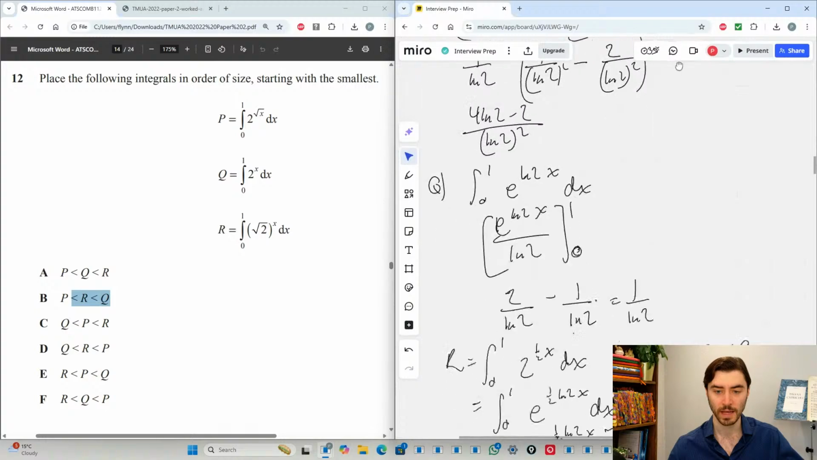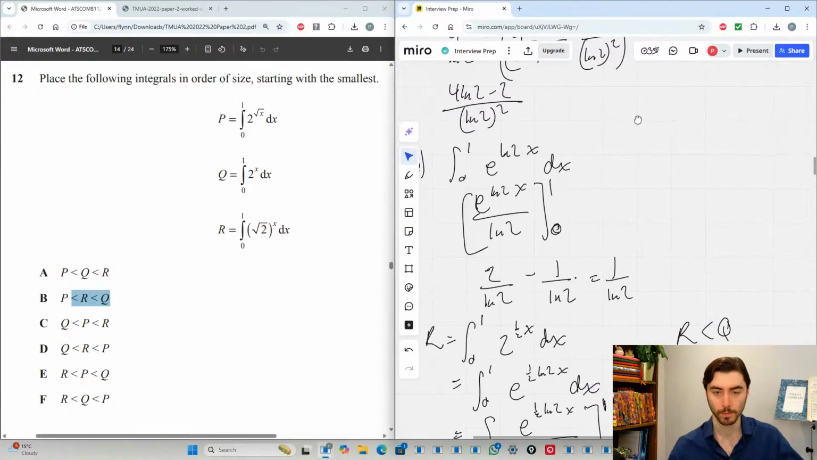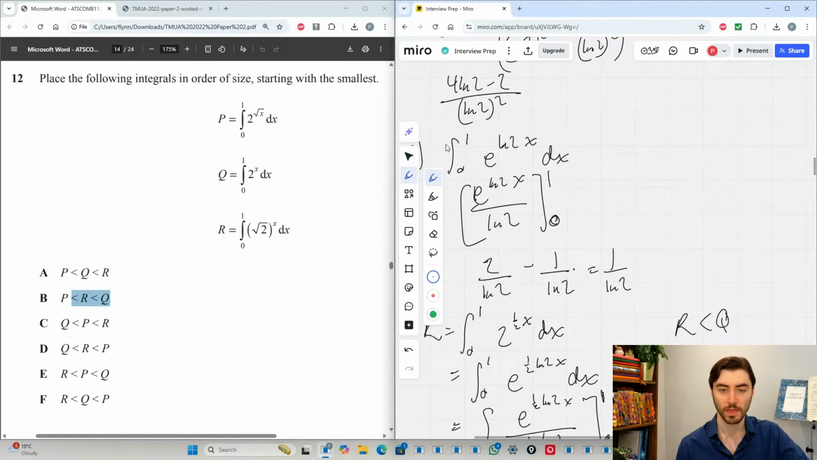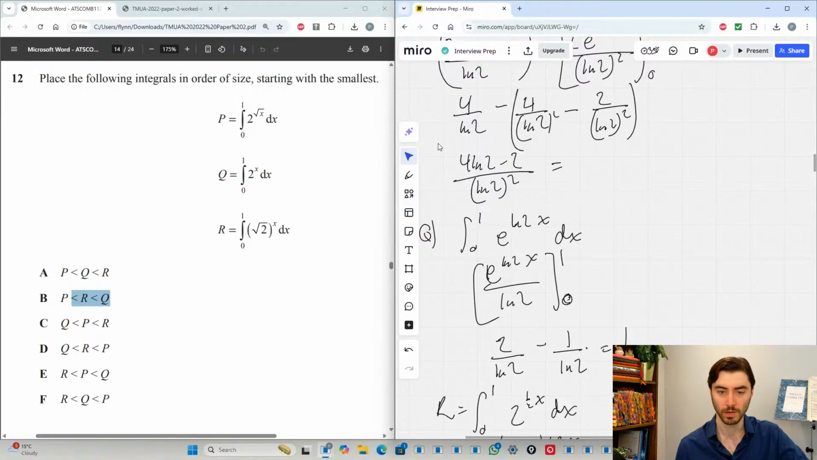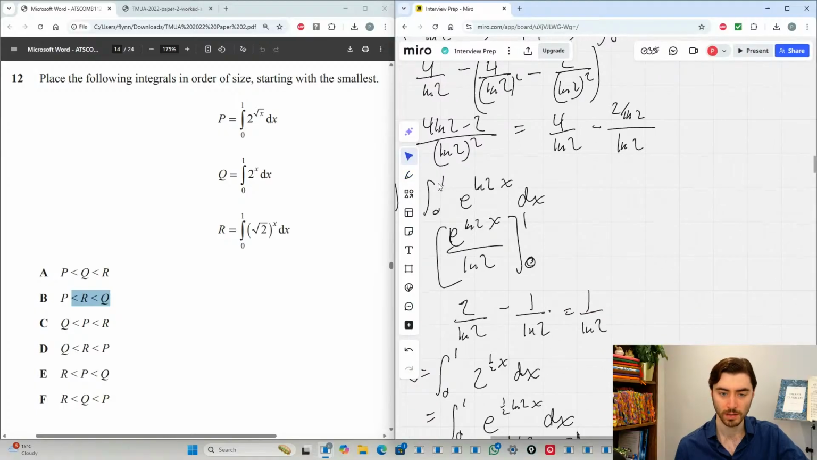So that is P. Then that is the same as, well, let's say I hadn't multiplied that out. So that's 4 over ln 2 minus 2 over ln 2, all over ln 2. So to compare it, we need to consider how 4 minus 2 over ln 2 compares with both 1 and, well, let's start with 1.